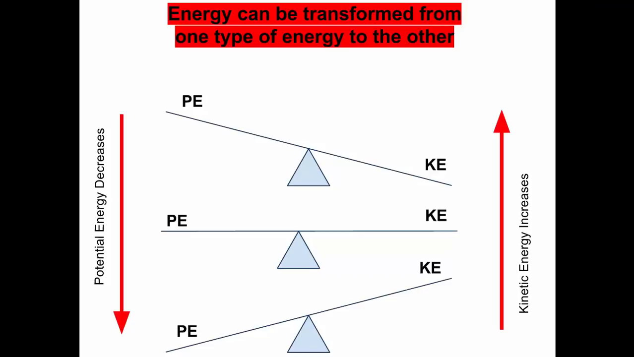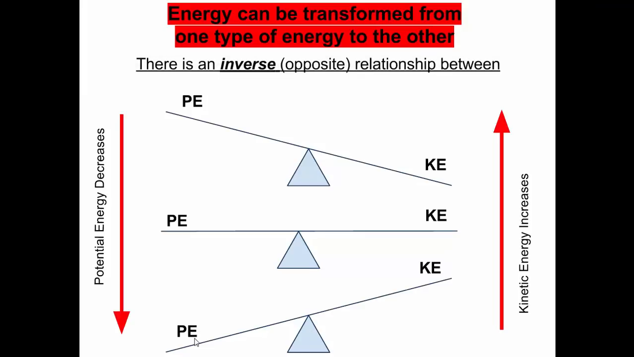So potential and kinetic energy have what we call an inverse relationship. As potential energy decreases, kinetic energy increases. And the same thing, as kinetic energy decreases, potential energy will increase. Where potential energy is at its highest, kinetic energy is at its lowest. They're even when they're both at 50%. And when kinetic energy is at its highest, at 100%, potential energy is at 0%. Again, this is an inverse or opposite relationship.